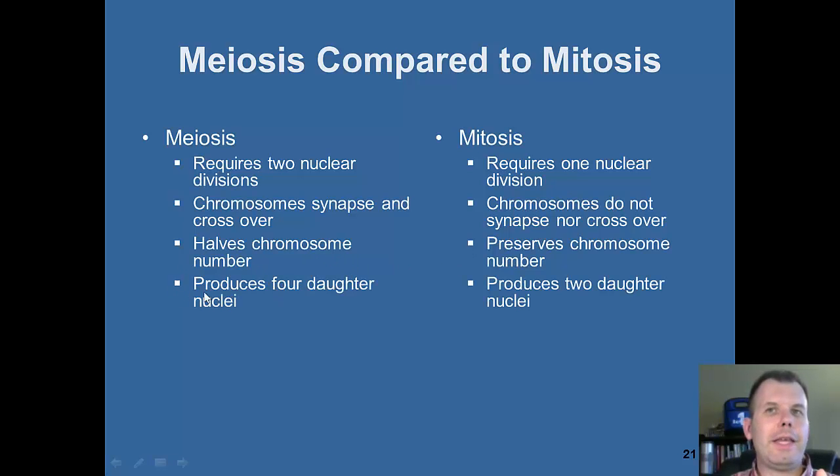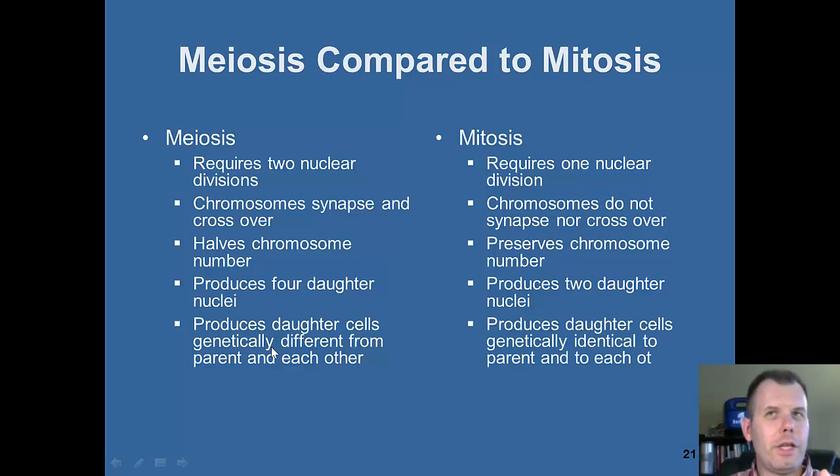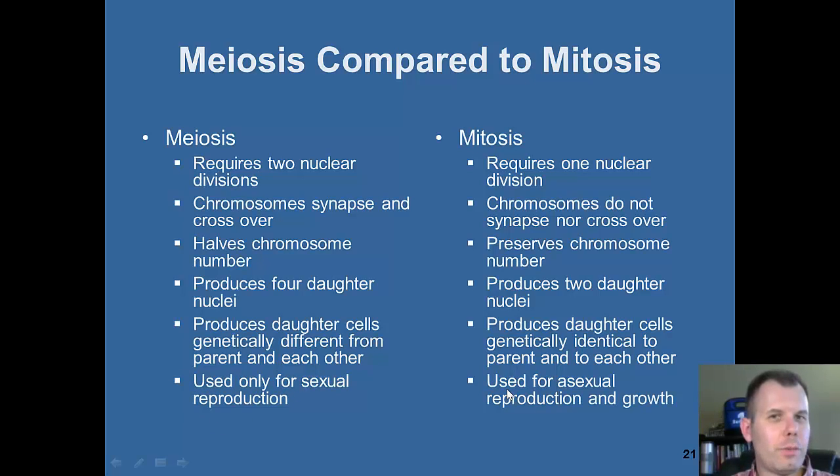Okay? At the end of meiosis, you produce 4 daughter cells. At the end of mitosis, you produce only 2. Okay? You produce cells that are genetically different in meiosis as opposed to mitosis, where they're exactly the same. And then finally, meiosis is only used for sexual reproduction, whereas mitosis is used for asexual reproduction in those organisms that do it. But typically, what we use it for is growth and repair.